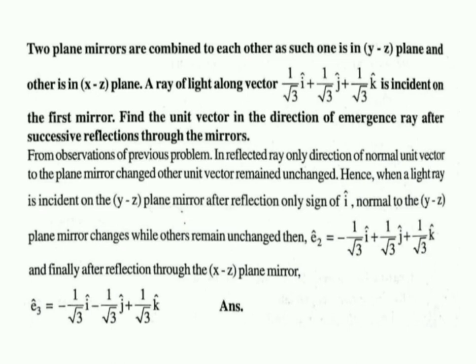The reflected ray will be having a negative sign for i cap and a negative sign for j cap. So after inserting the negative sign, what will be your equation representing the reflected ray? Minus 1 by root 3 i cap minus 1 by root 3 j cap plus 1 by root 3 k cap.